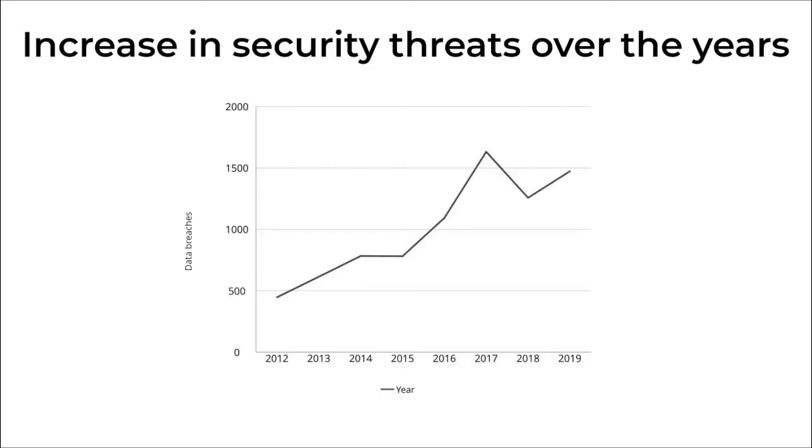As you can see from this graph, you'll get an idea of the trend of the threats happening all around the world. This is just for one of the criteria, or one type of threat. There are different kinds of threats that we are talking about, and this is only one of those. And as you can see, it just keeps on increasing.